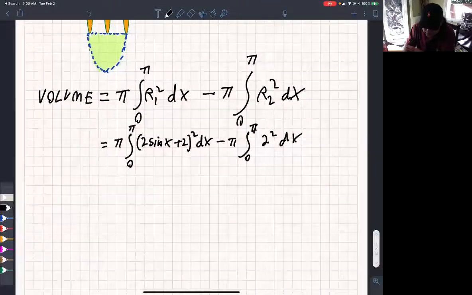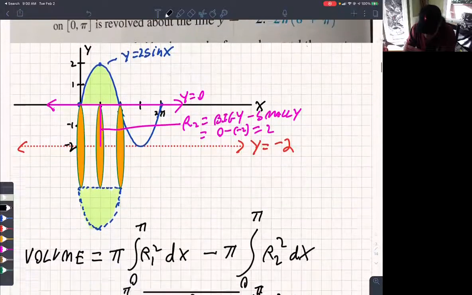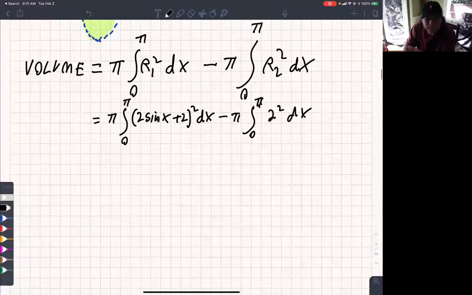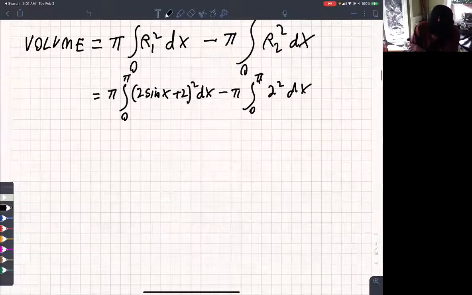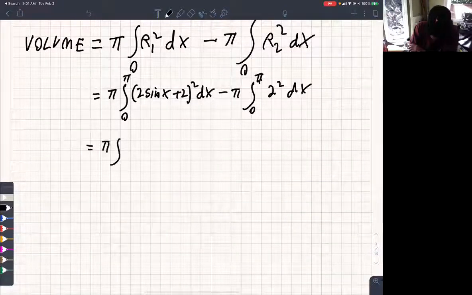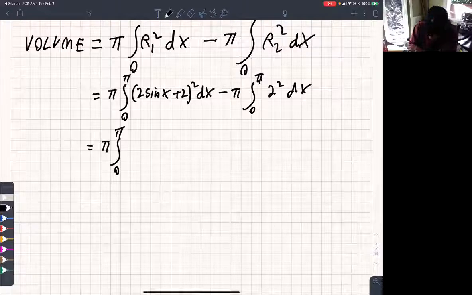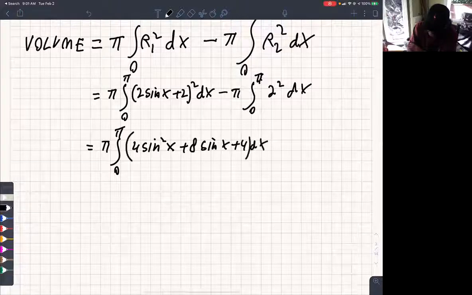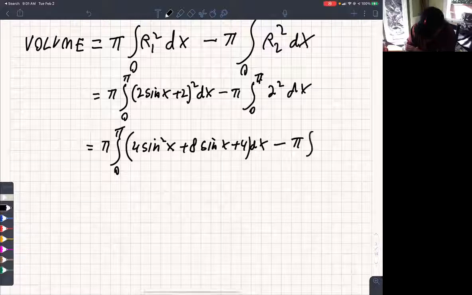Okay, here's why I'm a jerk. Because technically you should know how to integrate this. But I realize you need an identity to do it. And I don't know if you remember the identity. So we're going to get pi. I'm going to square this thing. I'm going to get 4 sine squared x plus 8 sine x plus 4 dx minus pi integral 0 to pi of 4 dx.